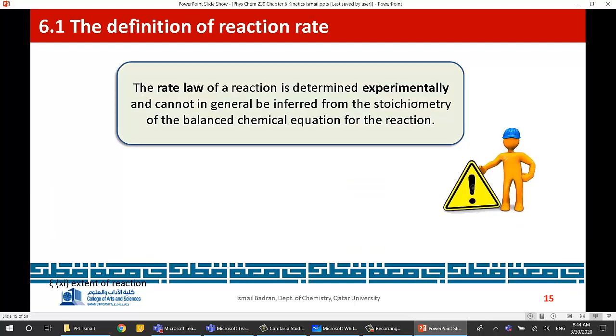So the rate law of the reaction is determined experimentally and cannot in general be inferred from the stoichiometry of the balanced chemical equation of the reaction. So that's a very important rule in chemical kinetics: the rate law, you write it down by going to the lab and doing an experiment, and from the experiment results you can infer your rate law. You cannot just look at the equation and find the rate law. Okay, you can relate relative rates to each other by looking at the coefficients, as in the previous examples, but for the rate law itself, you cannot write it down from the coefficients.